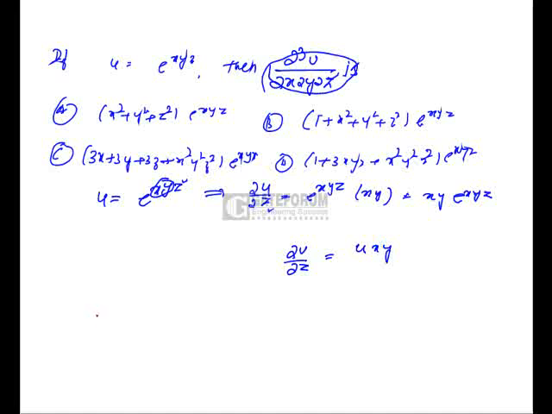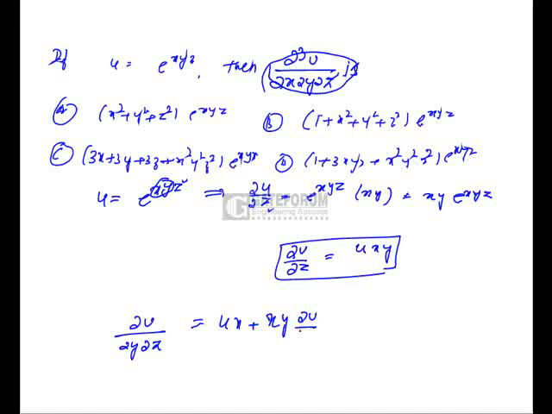Now let us differentiate this dou u by dou z with respect to y. So it will be dou square u by dou y dou z, which is nothing but ux plus xy into dou u by dou y, which is nothing but ux plus ux square yz. The reason is we are differentiating u with respect to y. So u and y will be the variables and x is a constant. So keep ux as it is and differentiation of y is nothing but 1.